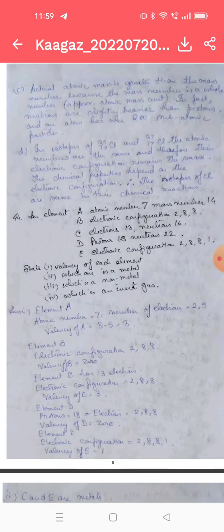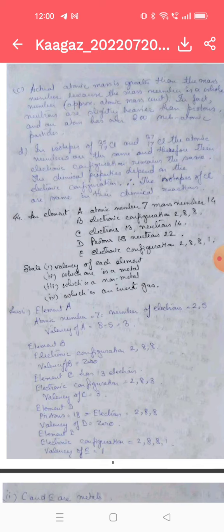A has atomic number 7, that means the electronic configuration will be 2 and 5. So the valency of A will be 8 minus 5, that will be equal to 3. Okay, because it needs 3 electrons to complete the octet, that's why the valency will be 3. Then element B, electronic configuration 2, 8, 8, the valency will be 0 because its octet is already complete.